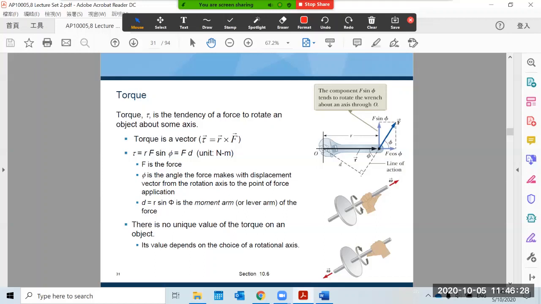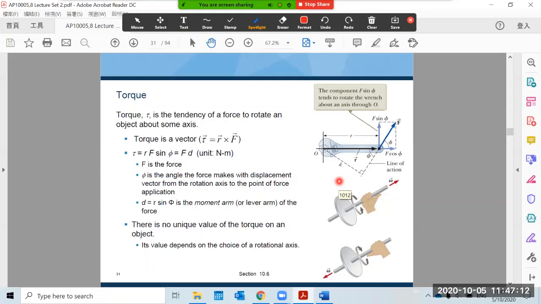The torque depends on the size of force that is applied to the object, and it depends on the distance between the axis of rotation to the point of application of the force. So it depends on the magnitude of F and the magnitude of r. Finally, it also depends on the direction in which you apply the force. So if the force is perpendicular to the r vector, you provide the maximum turning effect.